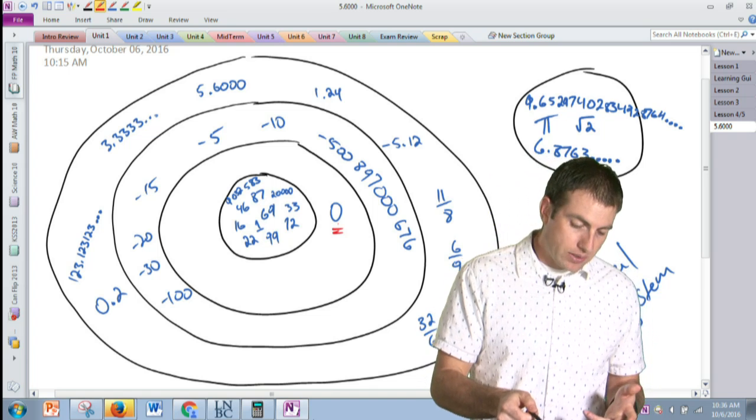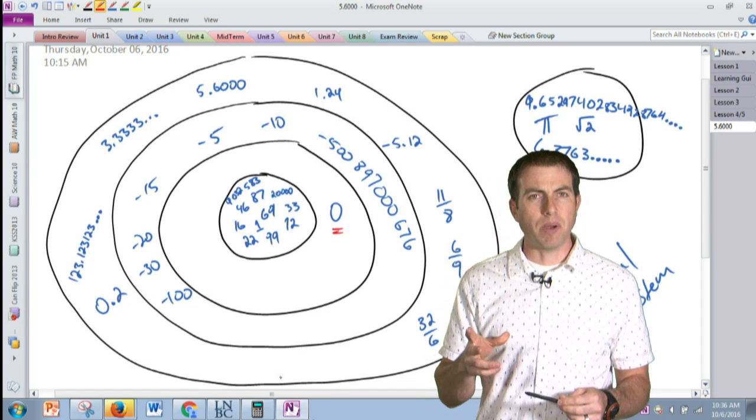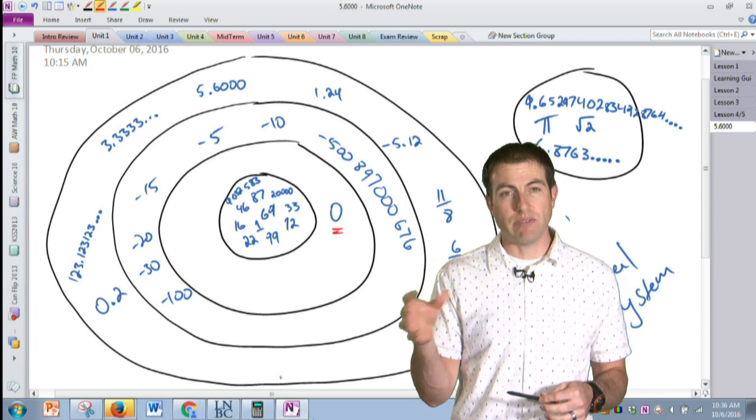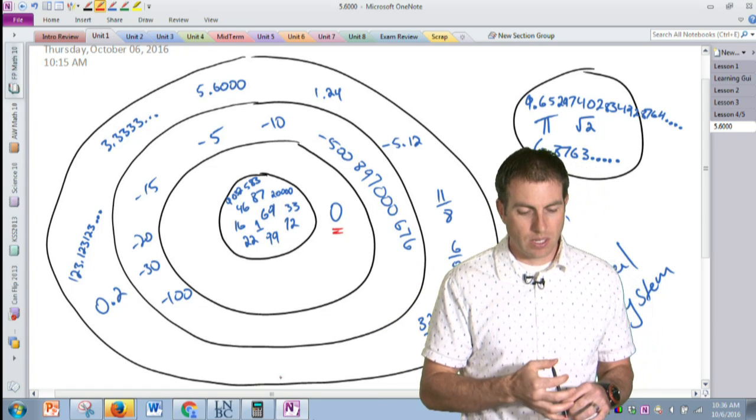And then the next ring has all these negative numbers in it. Does anybody remember what the negative numbers are called, and positive, but they don't have any decimals? They have a name. Does anybody remember what that name is?